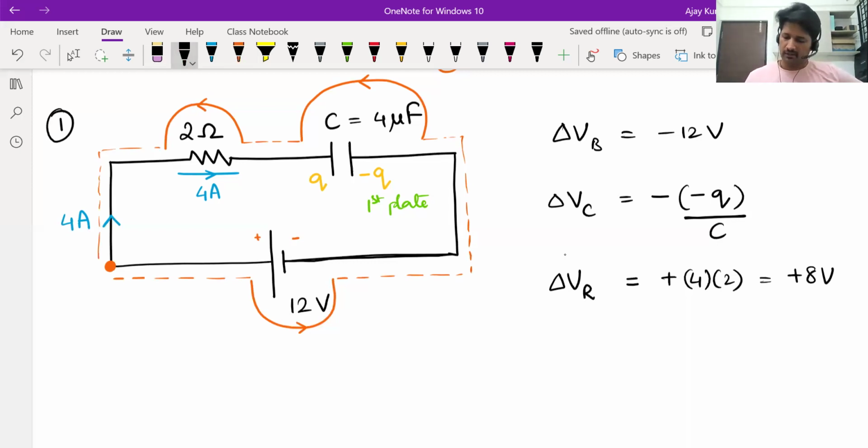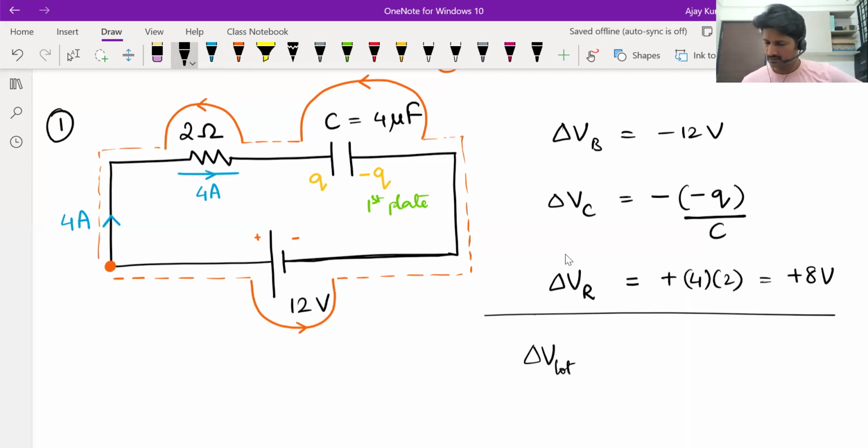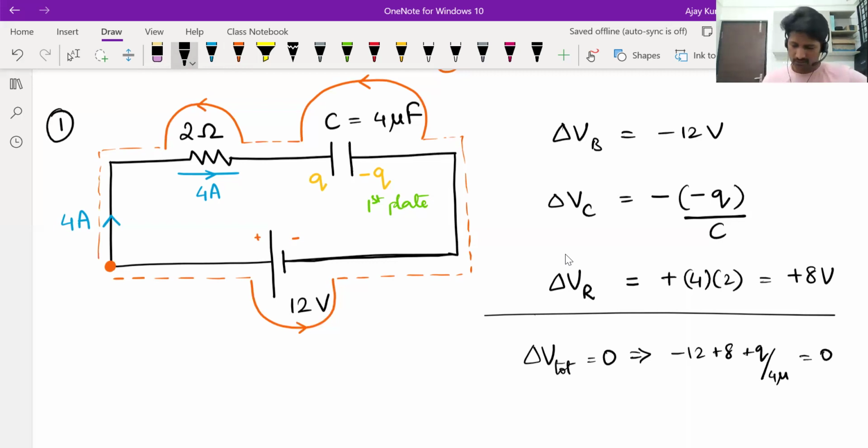Now, according to KVL, the sum of these three should be 0. So total potential change should be 0. That means minus 12 plus 8 plus Q by C. How much is C? 4 microfarad is equal to 0. That's all. So I get Q by 4 microfarad is 4. That means Q is 16 microcoulombs.